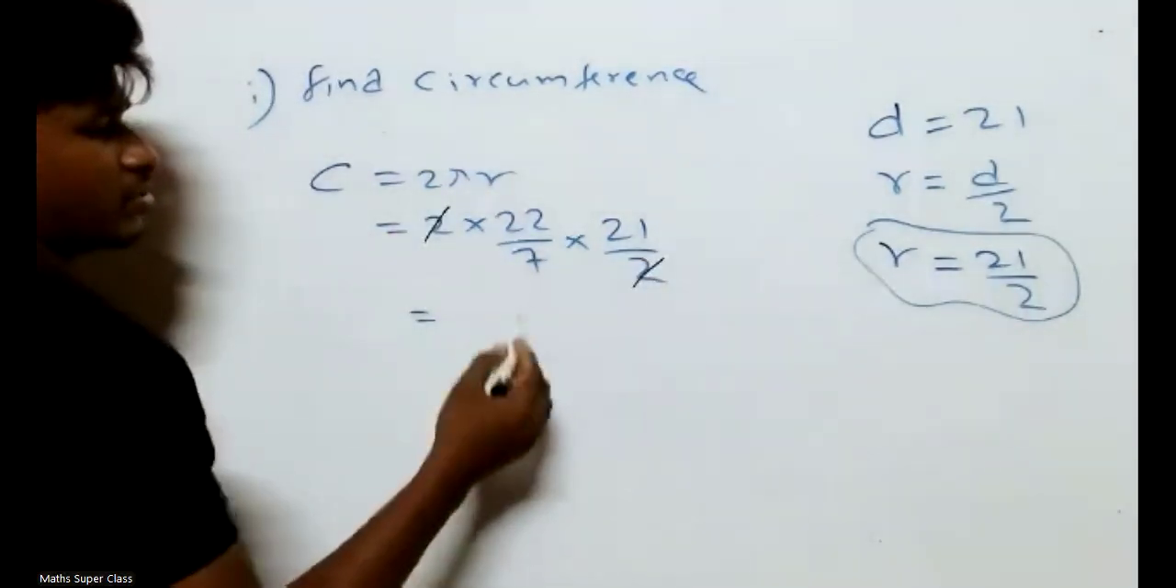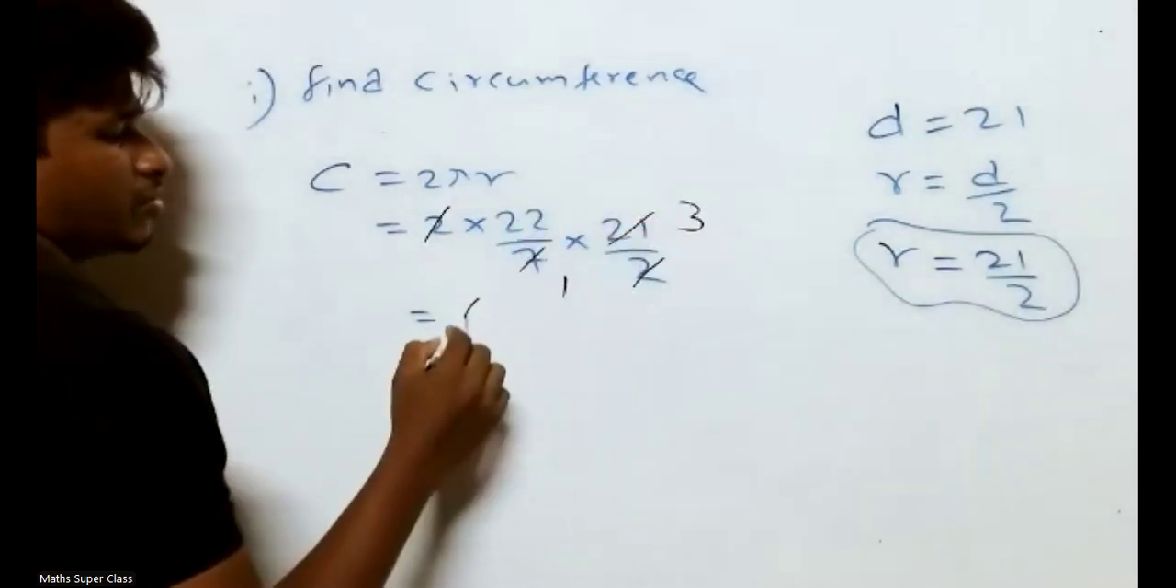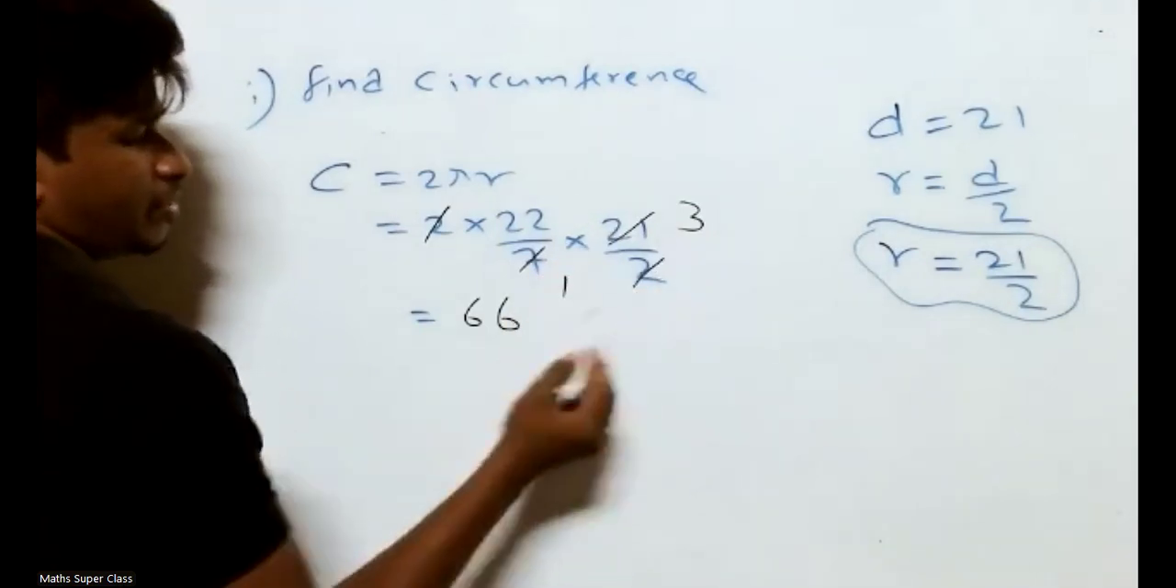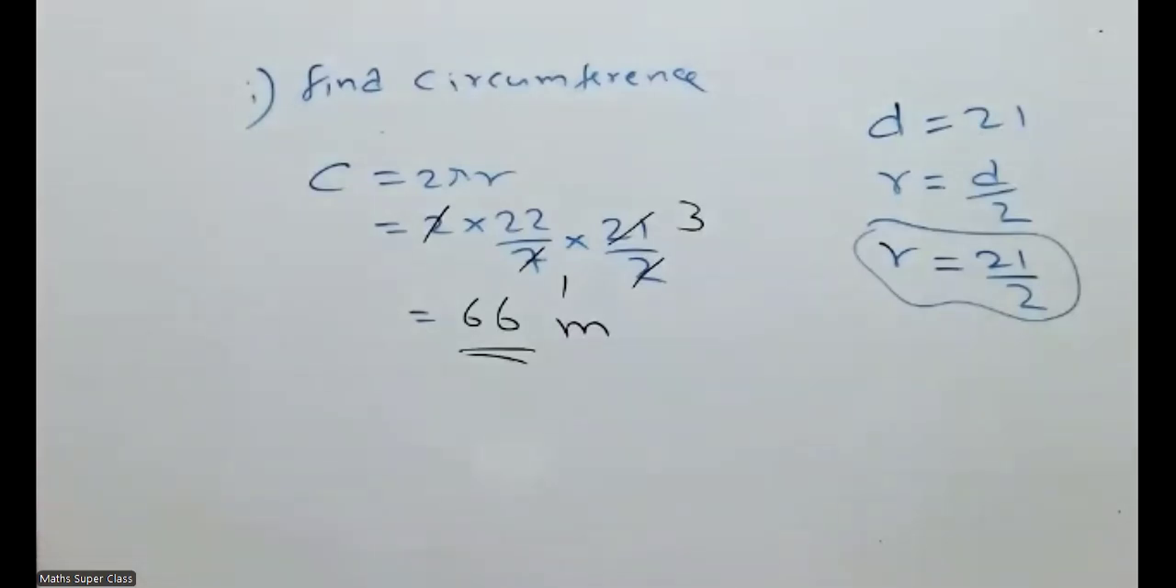2 cancel with this. 7 times 1, 7 times 3. 22 into 3, 66. Centimeter, meter. I think meters, no? Wait, I'll check. Yeah, meters. Okay.